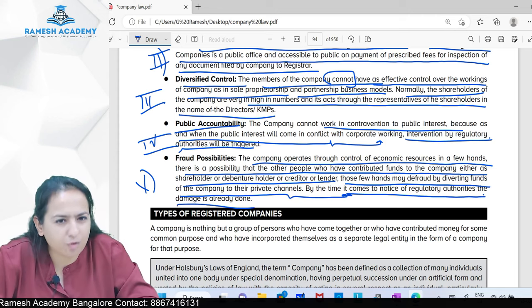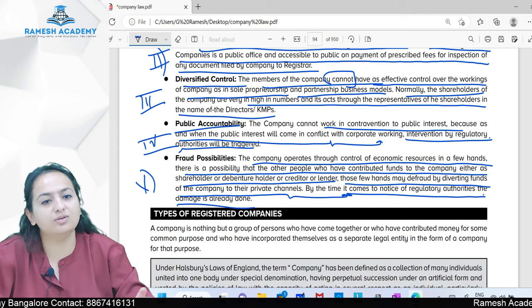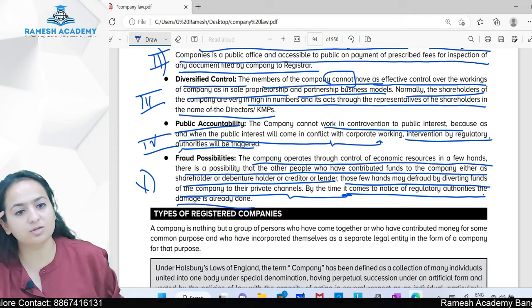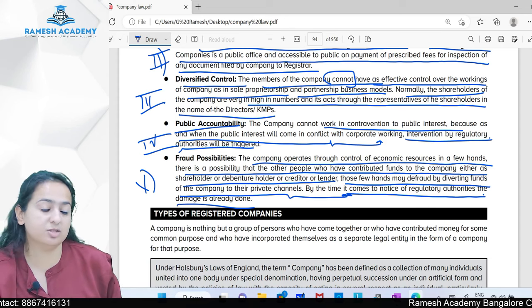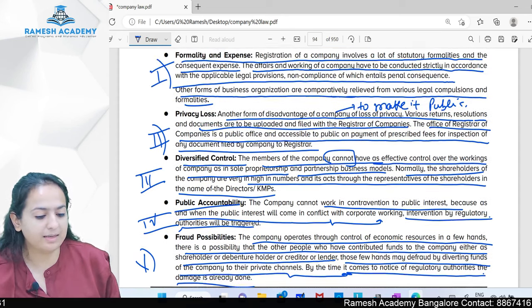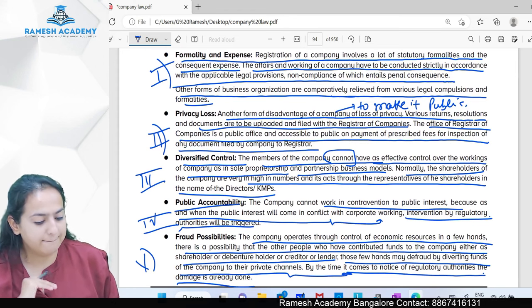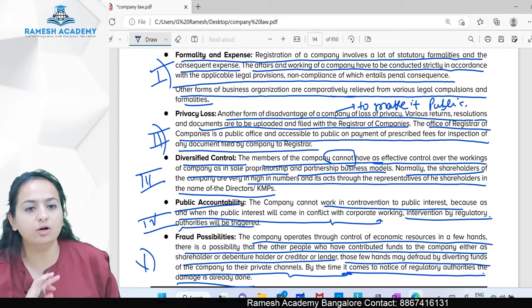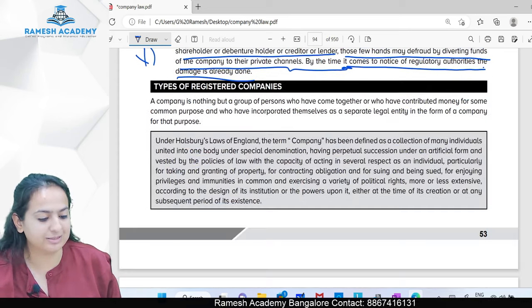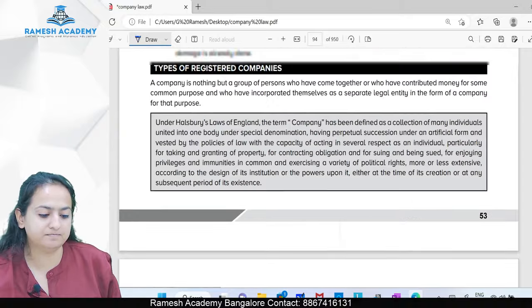So there may be fraud situations also. The people who have control, they can invest that money into some other personal reason. So that situation also is very disadvantageous. So, formality and expense, privacy laws, diversified control, public accountability, fraud possibilities. Five points. Next is types of registered companies.